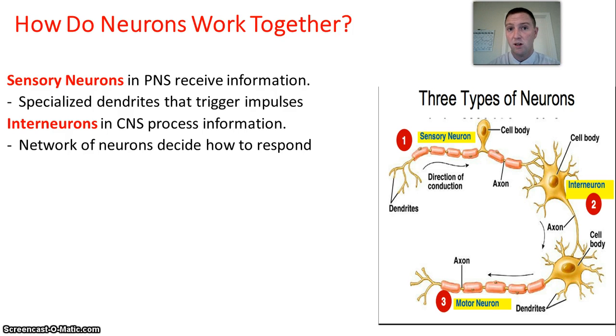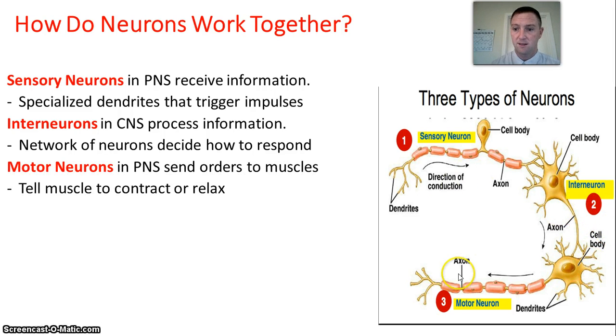This is that network of neurons that decide how to respond. Do I care about this information? Am I going to ignore this information? Am I going to move really quickly? Am I going to move really slowly? Okay? My interneurons are the decision makers. Okay? They're in the central nervous system. The motor neurons, these are down here. They come from the central nervous system, the brain, the spinal cord, and they go out to the muscles. So you can motor away, you can move. Okay? These motor neurons tell your muscles to contract.